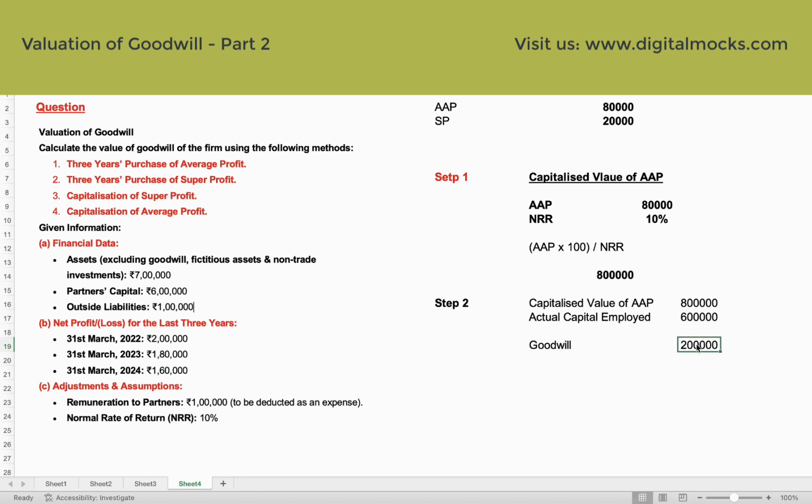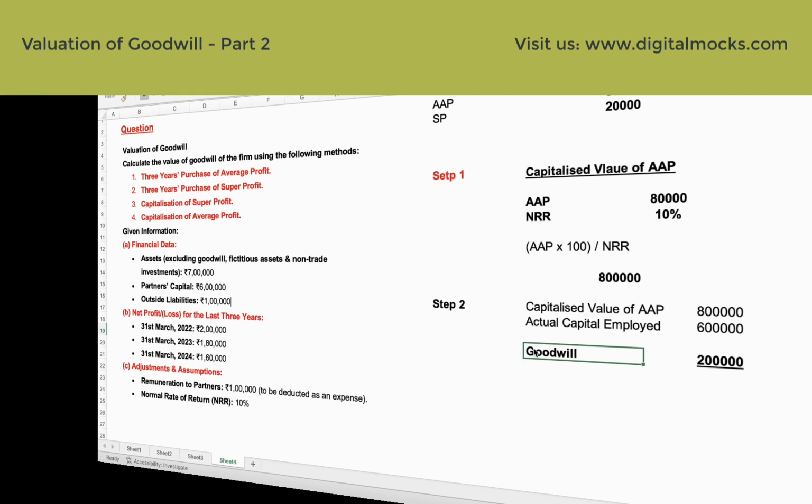Now what is the interpretation? Why do we call it goodwill? Very simple, please pay attention. In my business, how much money did I invest? 6 lakh. In the firm, capital employed is 6 lakh, and the firm is already giving me an actual average profit of 80,000. It means I am earning 80,000 by just investing 6 lakh rupees in the firm. But if anybody wants to earn the same 80,000, how much money do they need to put in the bank? 8 lakh. So I invested 2 lakh rupees less. That is the value of goodwill.